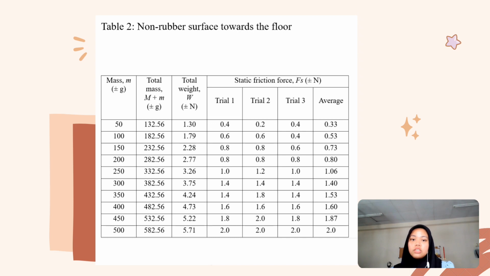Next, for the static friction force, which is Fs, we do 3 trials and get the average result by adding all the trial results and then dividing by 3. So we get the average answer.